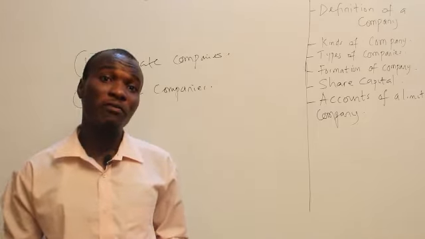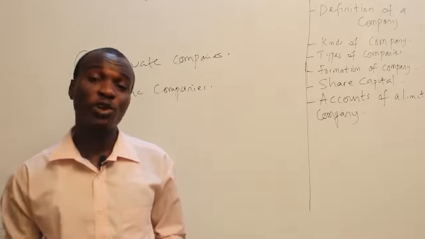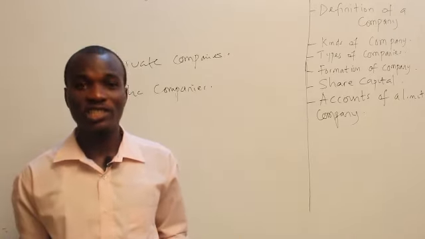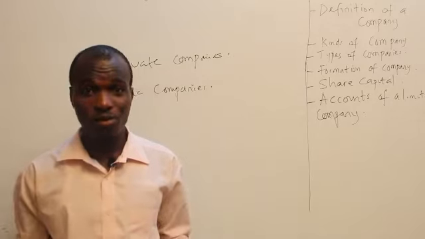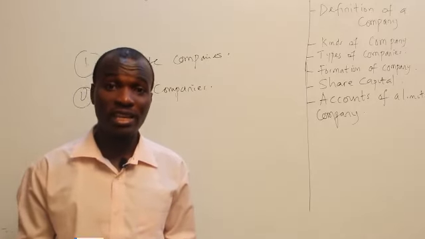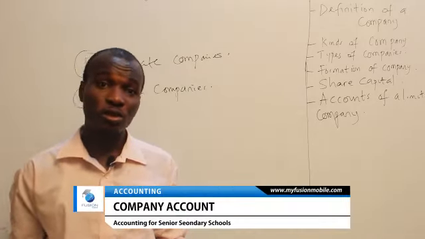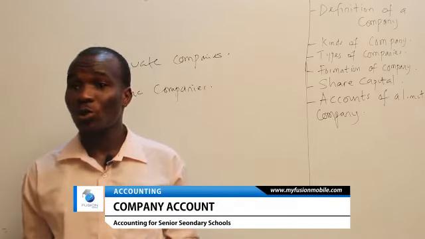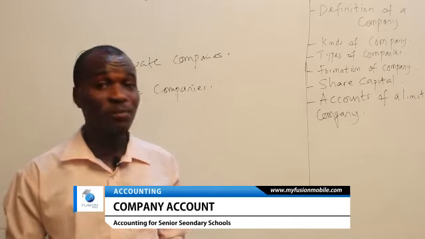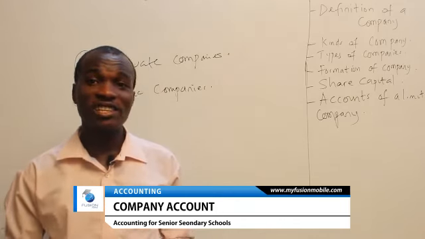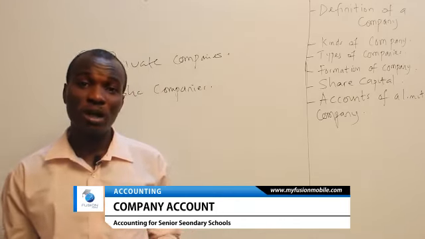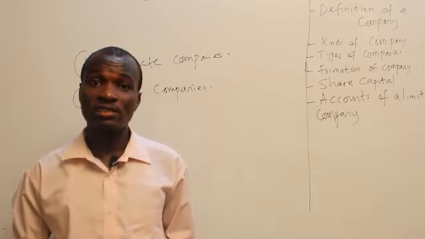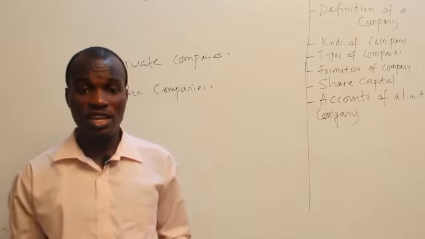the public are usually invited to subscribe to the shares of the company. So members of the public are allowed to buy shares or to contribute their quotas in the establishment of the company. Also, in a public limited liability company, shares can easily be transferred from one person to another. There is transferability of shares in the company.